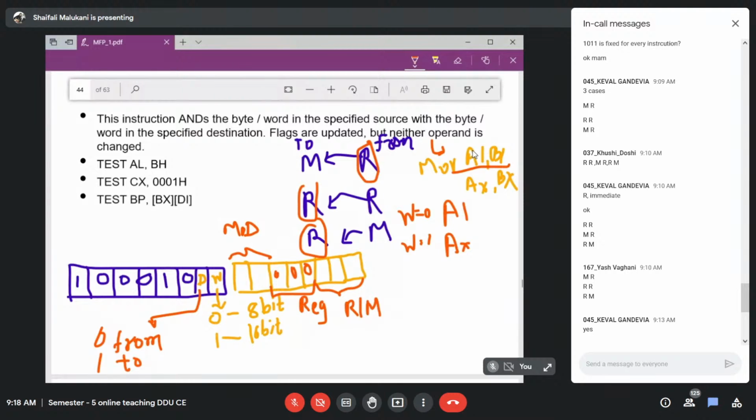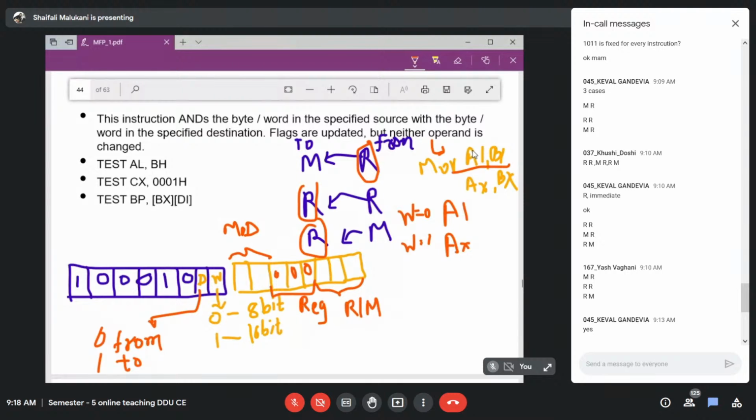So register to register transfer means the second operand is remaining, right? The first operand we have already specified. So I will write 11 here. It indicates register to register transfer. So the second operand we have to specify here. How will we specify BL? What is the code for BL? Yes, it is 011, right? So it will be 11, and then 011.